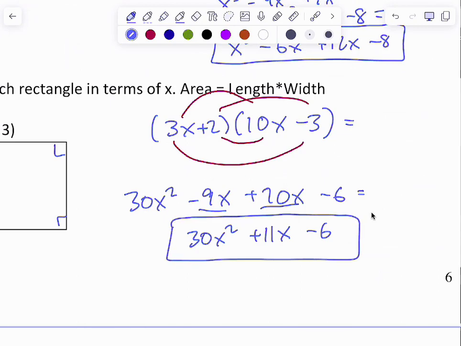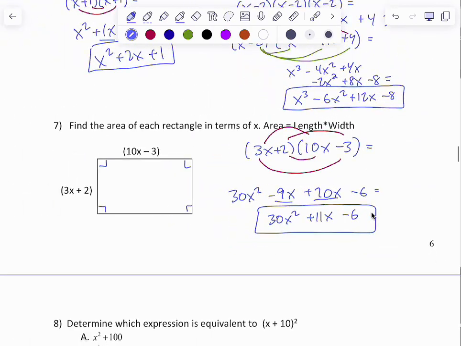And that would be the expression for the area. So the area would be a value if you knew what x was. So if you made up some random number for x and found those to be the length and the width, then plugging that number into this would give you the area. Flip it over when you're ready.